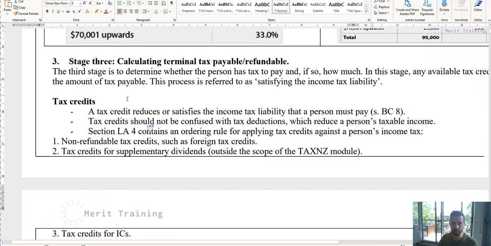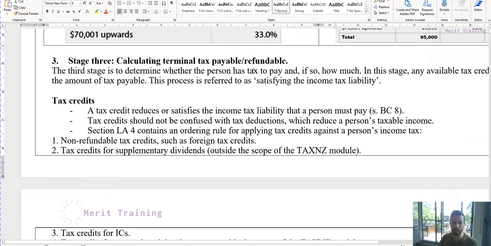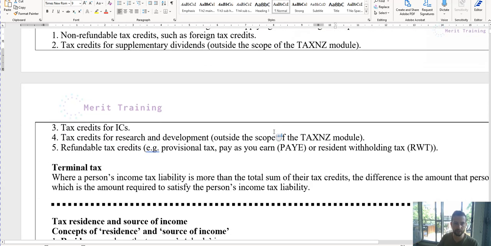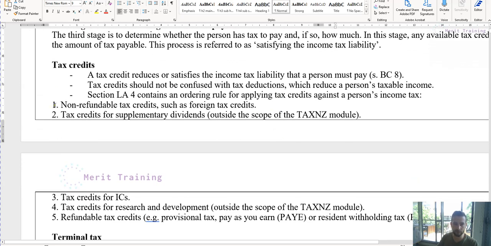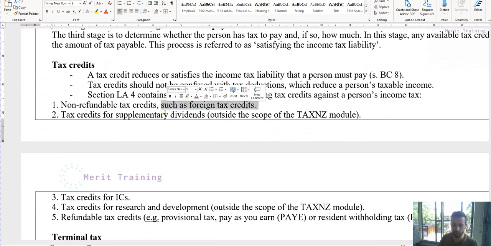And then the third stage, which is calculating the terminal tax, which we went through, which is basically, this is your tax liability, but do you have any credits which you can then offset against that liability to bring your net payable down. So some of the example credits that we talked about were the non-refundable tax credits, such as foreign tax credits. So this is when you're earning income in a foreign jurisdiction and you get a credit for any tax paid there, you get that money back. We'll talk about that in a later module. Also tax credit for supplementary dividends, which is outside the scope of the module, so don't worry about that.